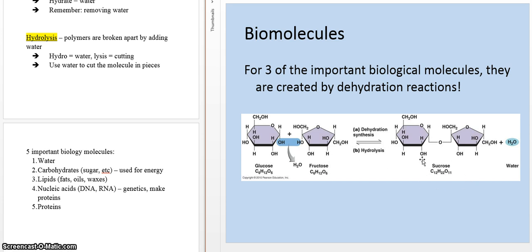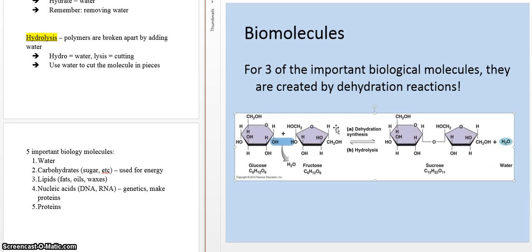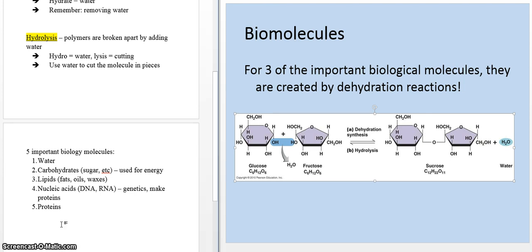This right here, sucrose, that's actually the sugar that's in table sugar. So this is how sugar is made, and then when you digest it, it's broken apart. Let's list them here.